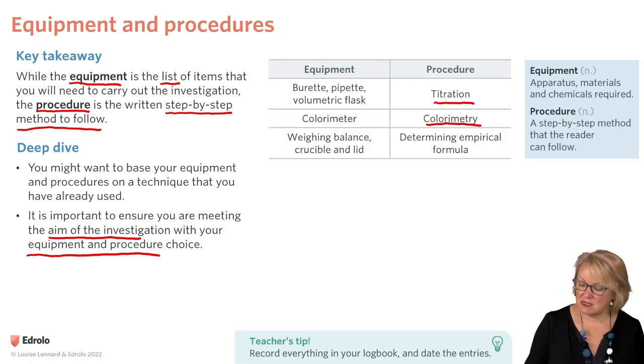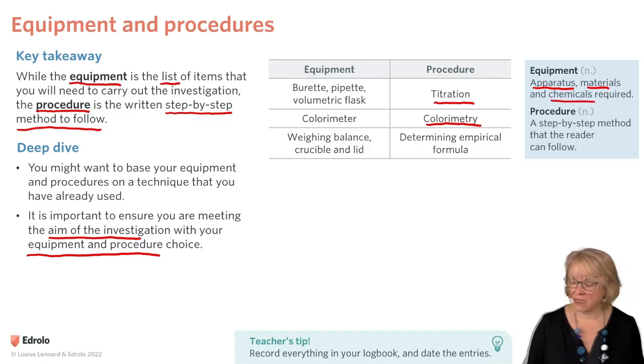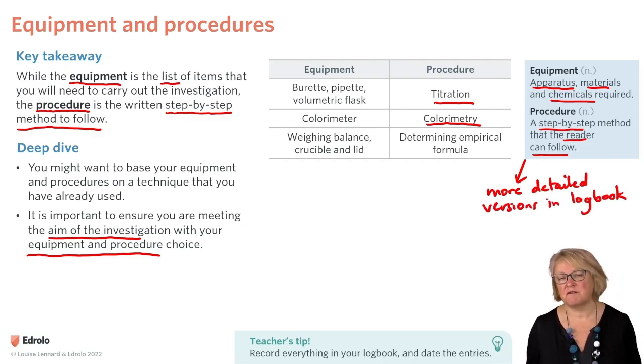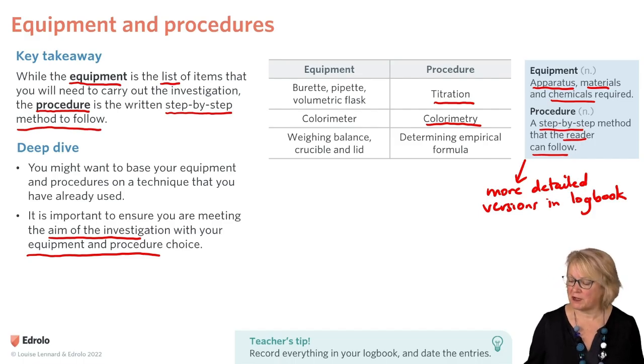So the equipment is the list of apparatus, materials, and chemicals required, and the procedure is the step-by-step method that the reader can follow. Now, you might keep the more detailed versions of these in your logbook, and you might just summarise the findings for a report or poster.